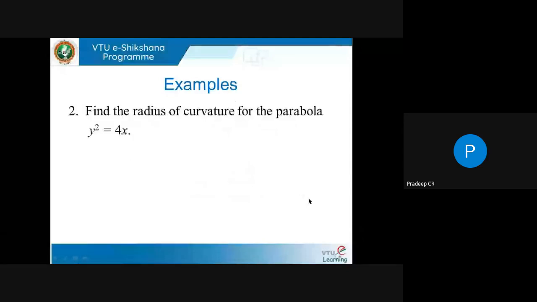Let us try to find radius of curvature. I won't show too much. Let's quickly go through some examples. Find the radius of curvature for the parabola y square equal to 4x. How do we do this? So remember, what does it mean? You draw the parabola, take any point on the parabola, draw a circle passing through that point. Both the parabola and the circle must have a common tangent at that point, and find the radius of that circle. That's what we are doing.